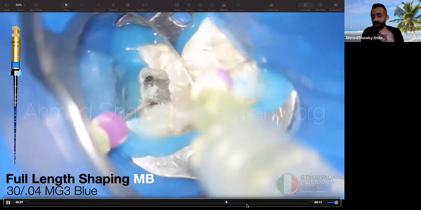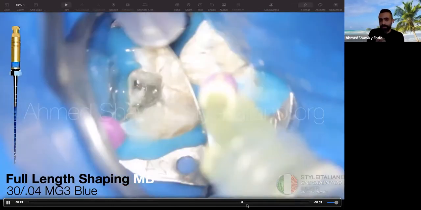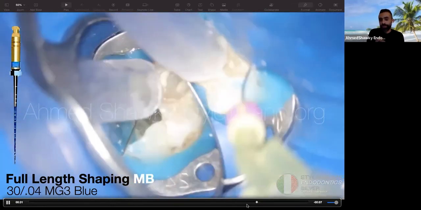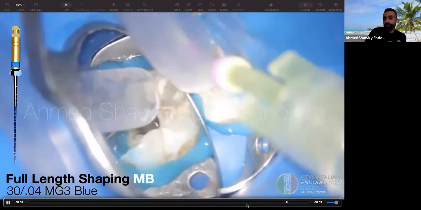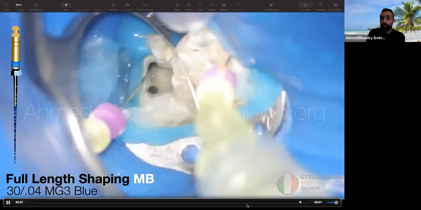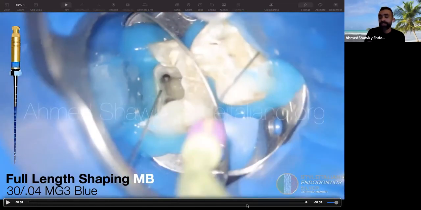And don't forget, when you irrigate, I sometimes use both irrigants, the EDTA solution and the sodium hypochlorite solution, no gel, as we agreed. Why EDTA solution? Because it has debris emulsification action. It takes out debris instead of making it settle in the root canal. And we will have a lot of sessions about that in our upcoming courses.